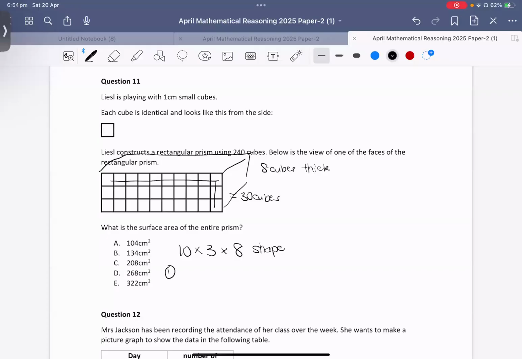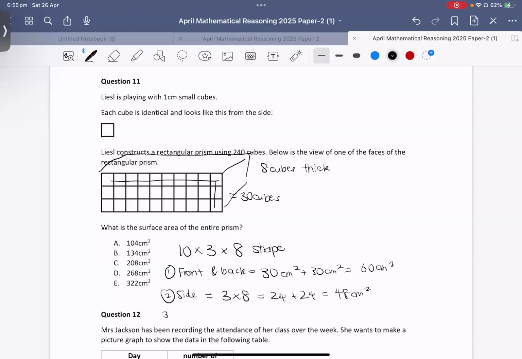So the first step I would say is break it down and just do the front and the back first. So we know the front is what? 30 squared centimeters, right? And the back is also going to be 30 squared centimeters. If we do the side, we know that it's going to be 3 by 8. And there's 2 sides, so we need to add that twice.